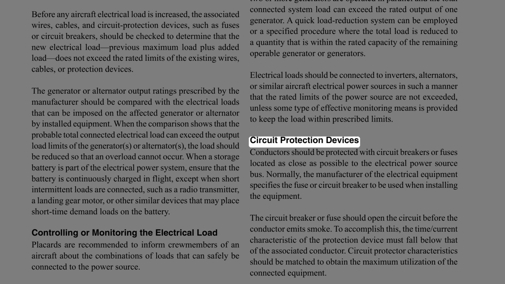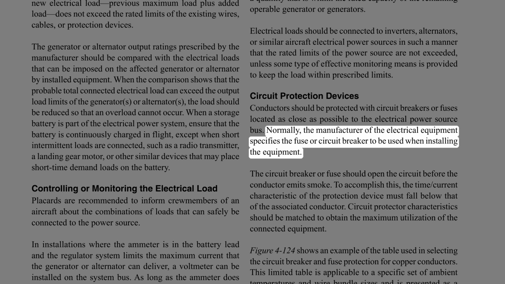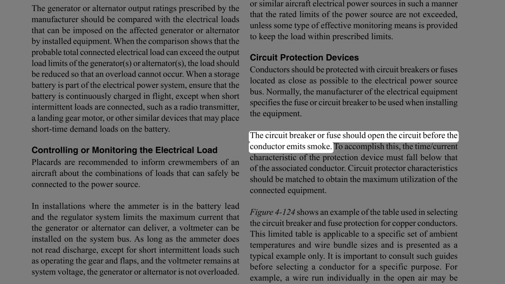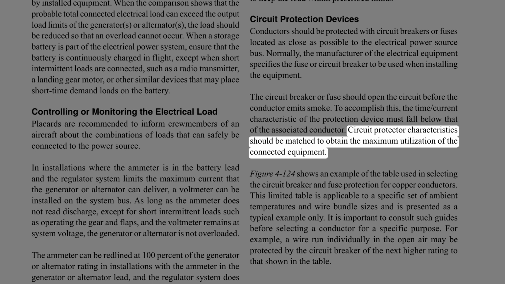Circuit protection devices. Conductors should be protected with circuit breakers or fuses located as close as possible to the electrical power source bus. Normally, the manufacturer of the electrical equipment specifies the fuse or circuit breaker to be used when installing the equipment. The circuit breaker or fuse should open the circuit before the conductor emits smoke. To accomplish this, the time-current characteristic of the protection device must fall below that of the associated conductor. Circuit protector characteristics should be matched to obtain the maximum utilization of the connected equipment.